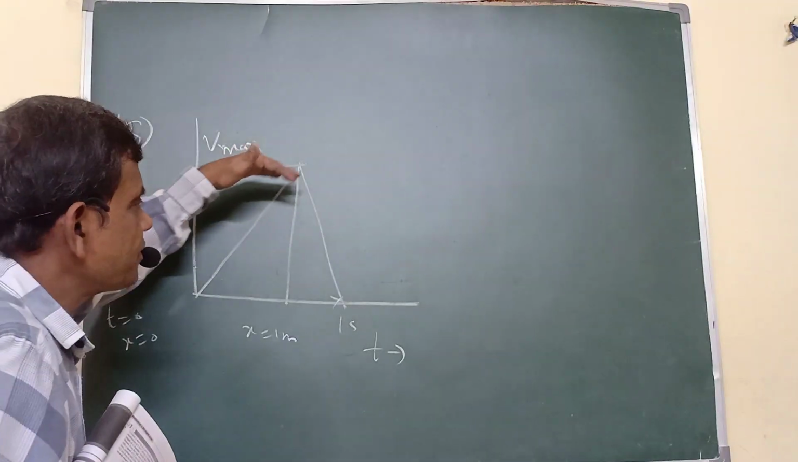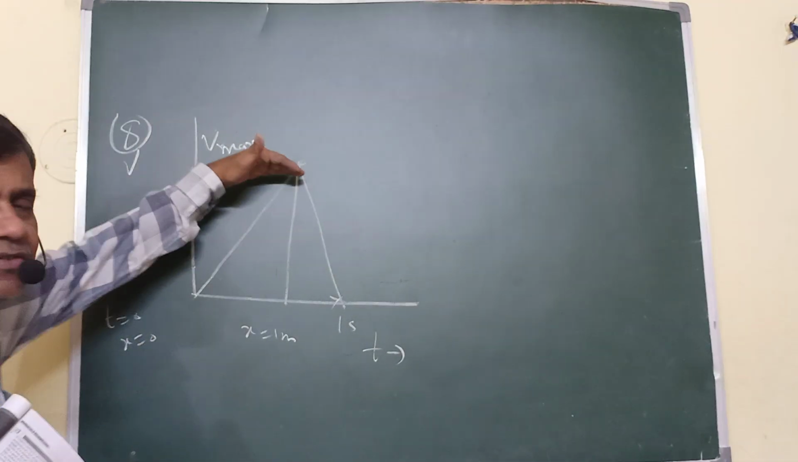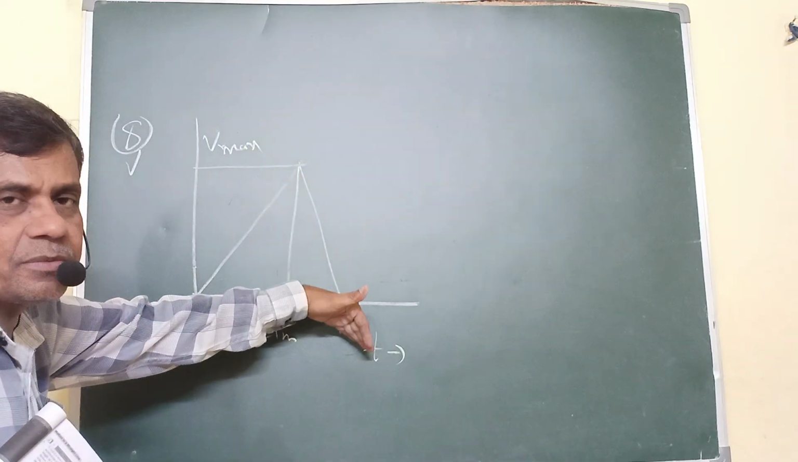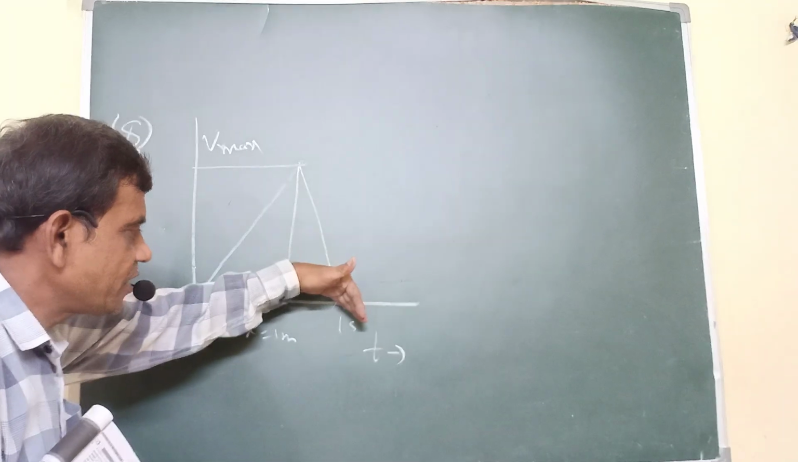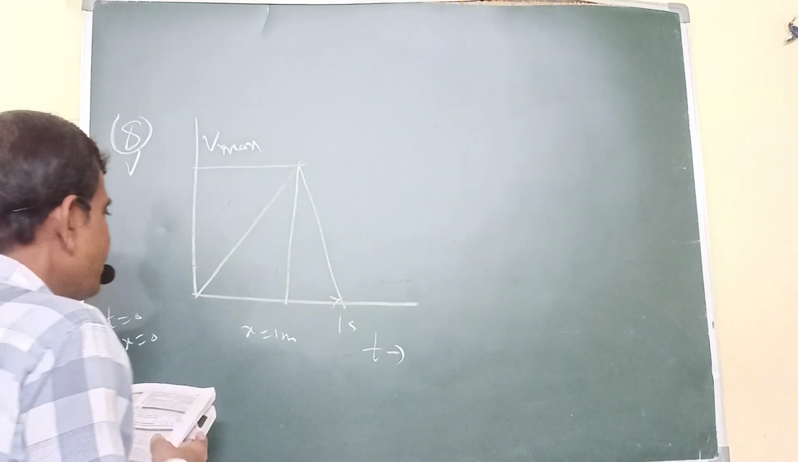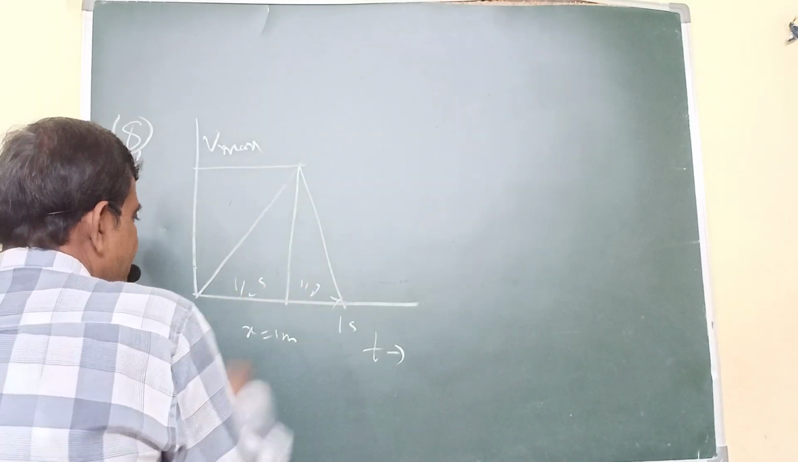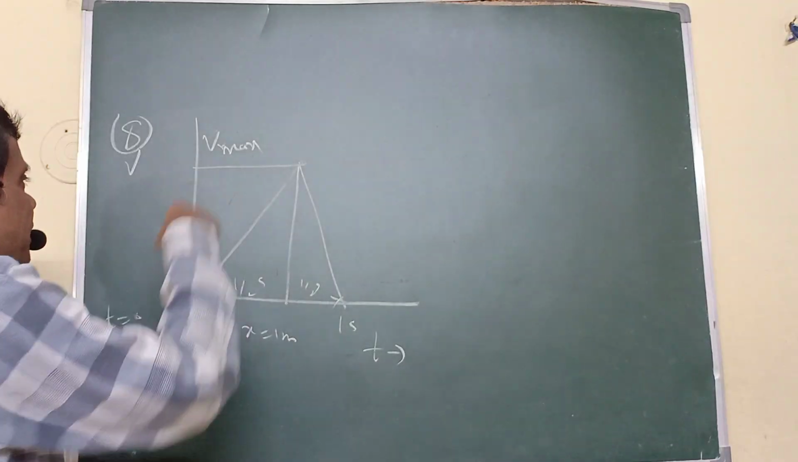Here the velocity is increasing, here the velocity is decreasing. Due to that, initially from rest it reaches the maximum velocity. After that, in the reverse direction, it reaches the initial position 0 and comes to rest again. So at 1 second it is at rest. In this total duration, this is half a second and this is half a second. The displacement is 1 meter.